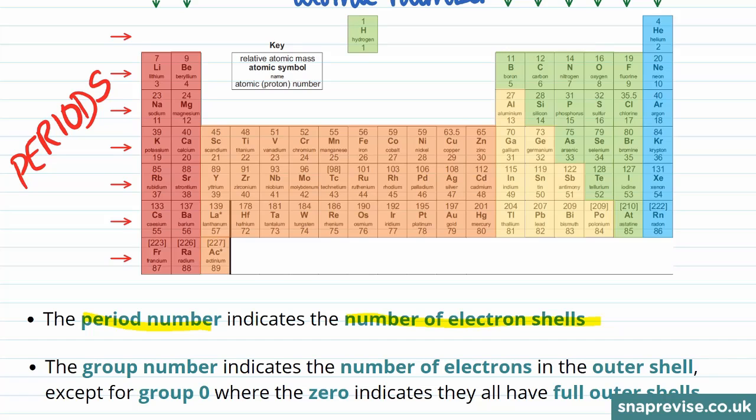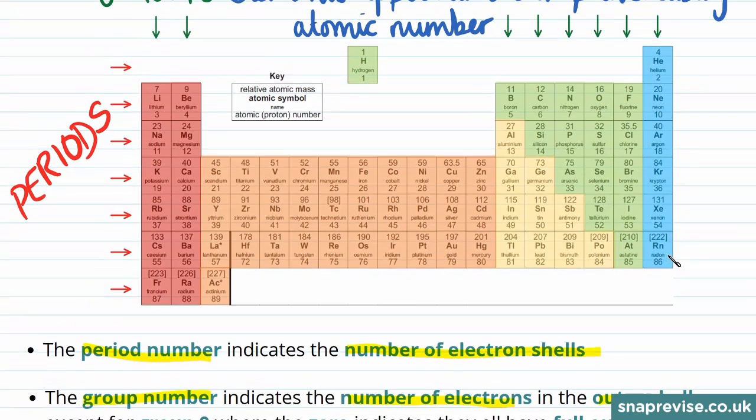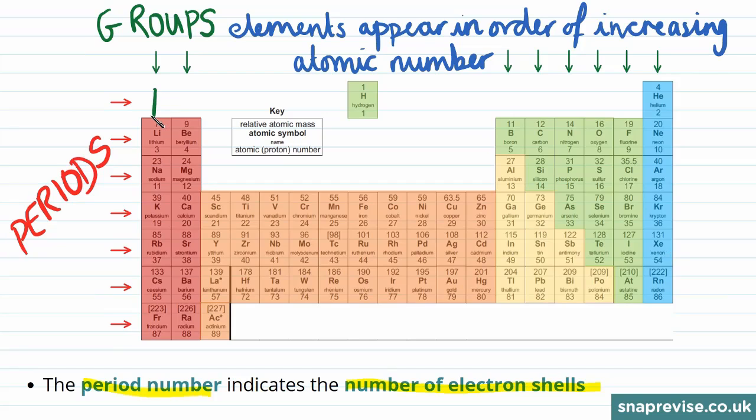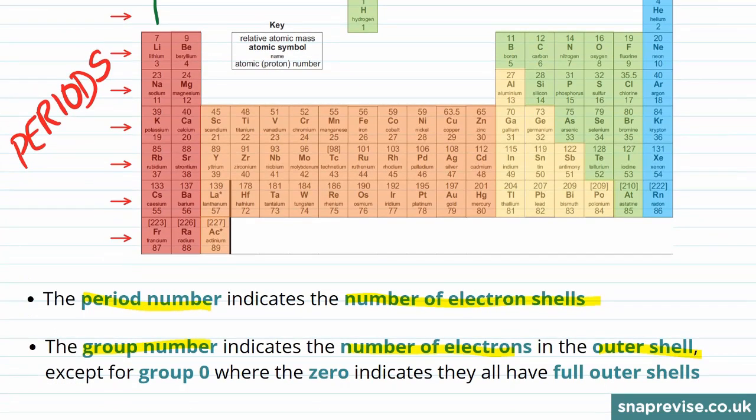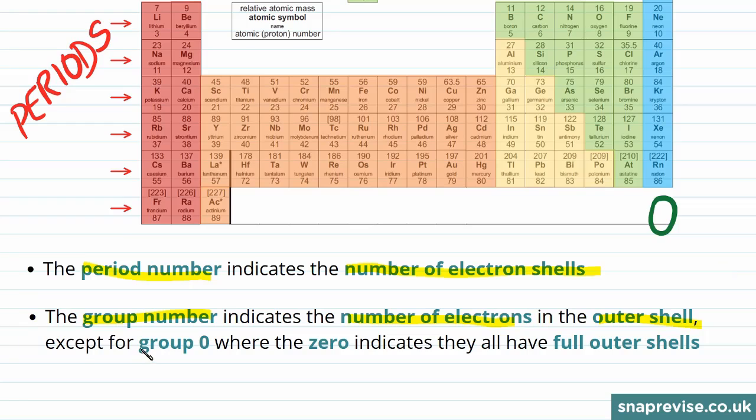The group number also tells us about electronic configuration, because the group number indicates the number of electrons in the outer shell. For example, the left-handmost column of the periodic table is called group 1, and all elements that appear within group 1 have 1 electron in their outer shell. The groups are then numbered with increasing numbers moving from left to right, with an exception for the group on the far right-hand side of the periodic table. This group is called group 0, and group 0 is named group 0 because the 0 indicates that the elements present within this group have full outer shells.